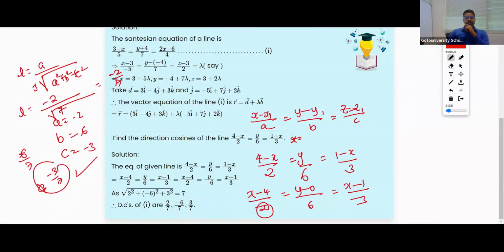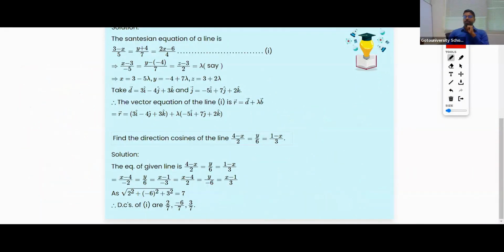You can observe carefully: this is plus 2 by 7 and minus 6 by 7 and plus 3 by 7, because after rearranging, that's what we have got. So this is what the equation is. If we want to rearrange them to get the positive values, we can have x minus 4 by 2. So all these values are going to give you the direction cosines.